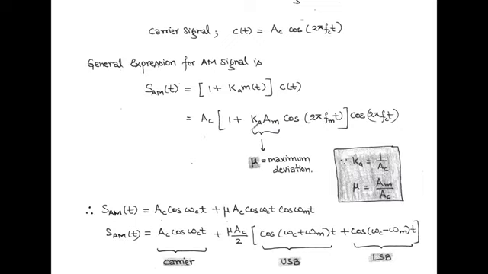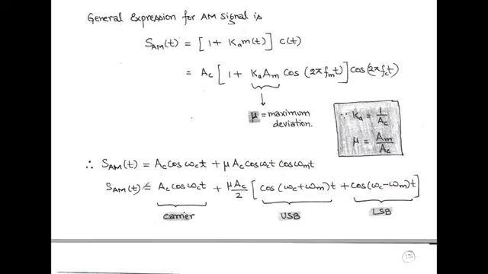Here k_a into A_m is called the modulation index or maximum deviation denoted by mu, because we know that the amplitude sensitivity k_a is equal to 1 upon A_c. After putting this value, we get the modulation index mu, that is the ratio of A_m upon A_c, that is the amplitude of the message signal upon the amplitude of the carrier signal. So we represent an AM signal in terms of modulation index mu. The equation becomes s(t) equals A_c cos omega_c t plus mu A_c cos omega_c t into cos omega_m t.